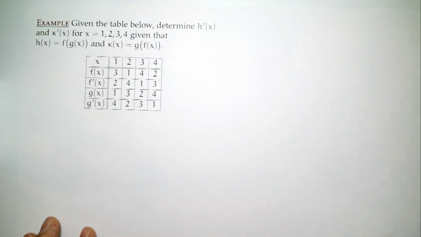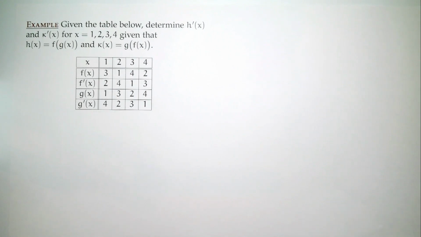do a little bit more interesting things. So given the table below, determine h prime of x, and I think this is a kappa prime, but it looks kind of like a k, so maybe I'll say k prime of x, for x equals 1, 2, 3, and 4, given that h of x is f of g of x and k of x is g of f of x. All right. Well, this is a case where there are several things that we can do.